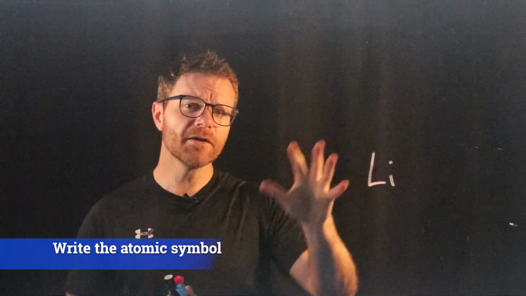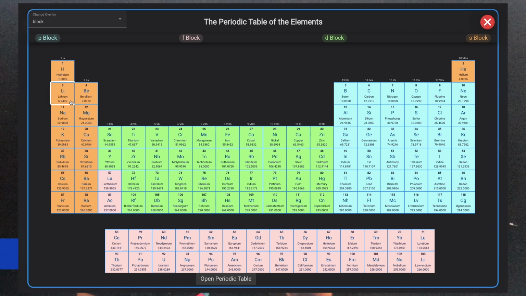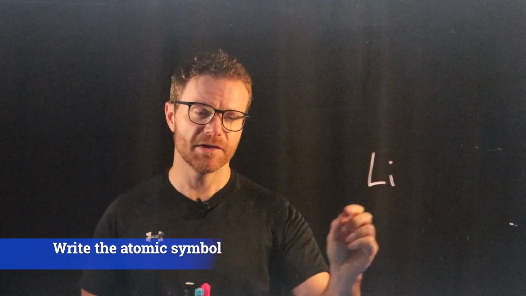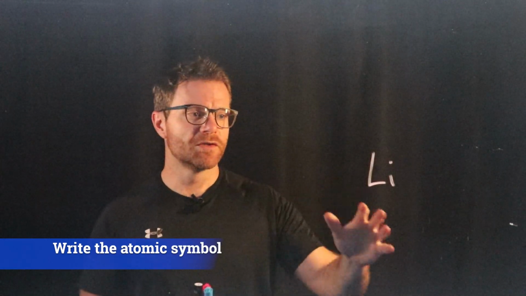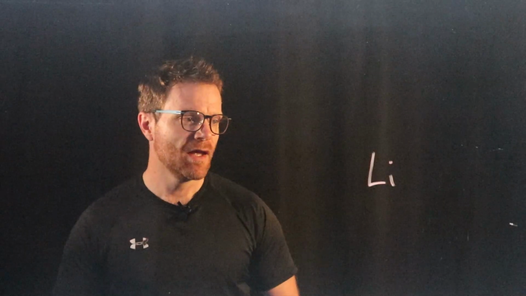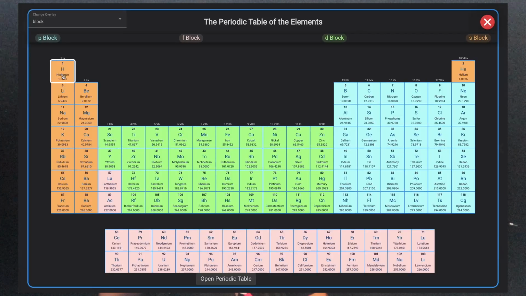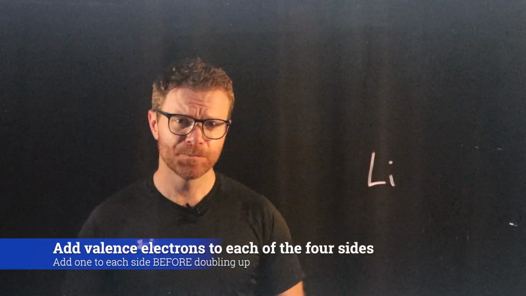Well, when making the Lewis diagram of an element, it's really simple. The first thing you do is you just write down the atomic symbol of the element, lithium. The next thing you do is you determine the number of valence electrons in a lithium atom. Now I can look and see that lithium is in column 1 of the periodic table. Those are the alkali metals, and all the elements in column 1 have 1 valence electron. So I'm going to place 1 electron around my atomic symbol.